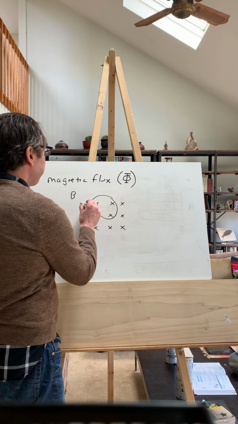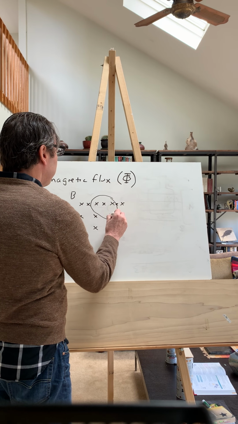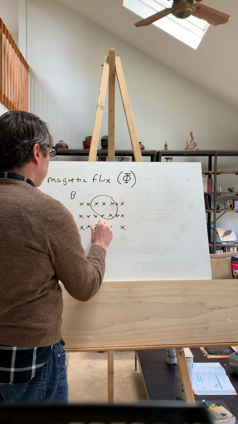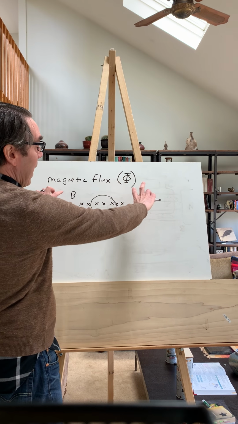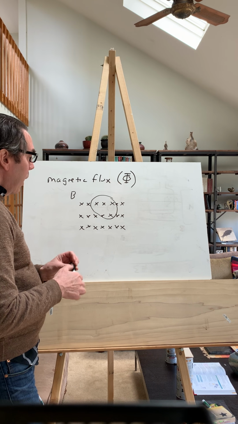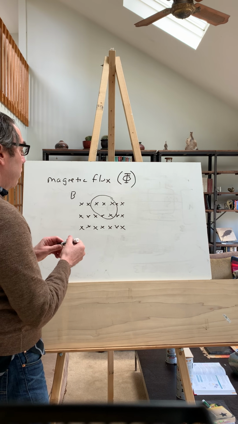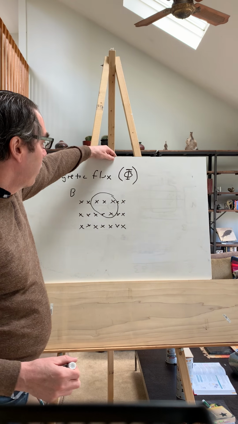Now, there's a number of ways we could change the number of field lines being captured. We could increase the strength of the field. Right? And then we would get more. We could increase the area of that. And we could also change the angle. And let me show you what I mean by that.